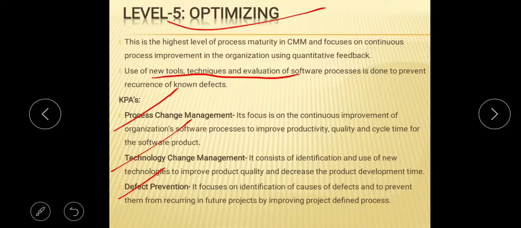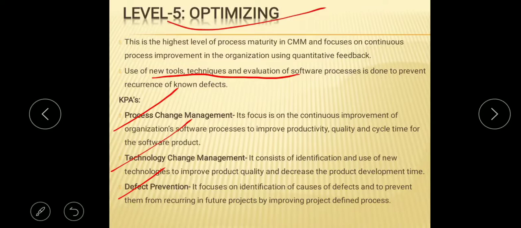Next one is the technology change management. It consists of identification and use of new technologies to improve product quality and decrease the product development time. Then the final one is defect prevention. It focuses on identification of causes of defects and to prevent them from recurring in future projects by improving project defined processes. So these are the 5 levels of capability maturity model.